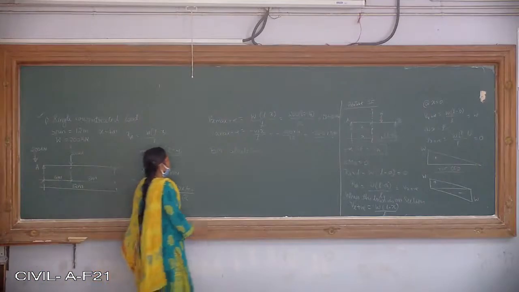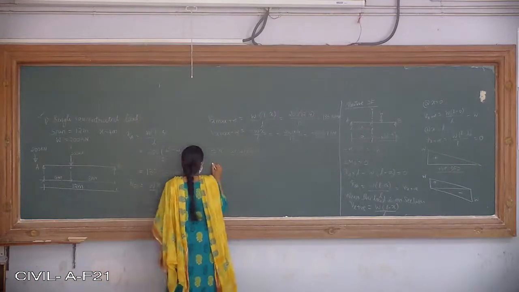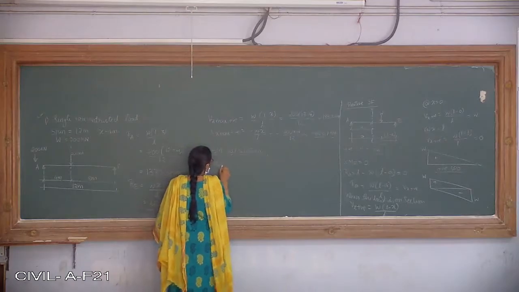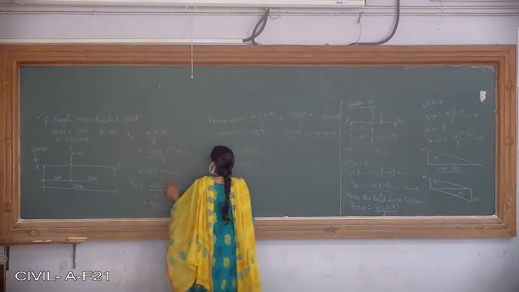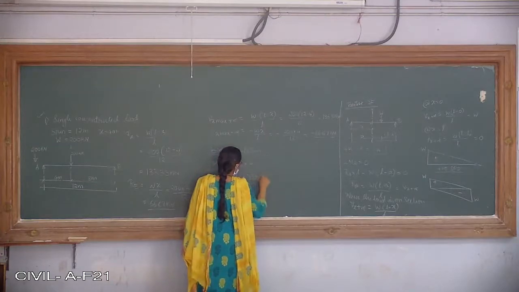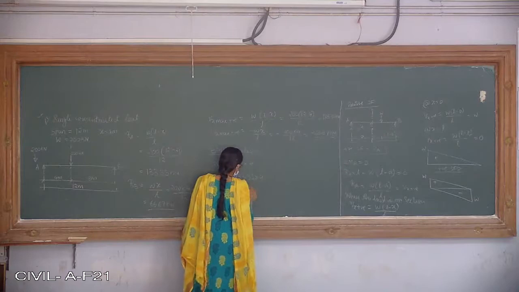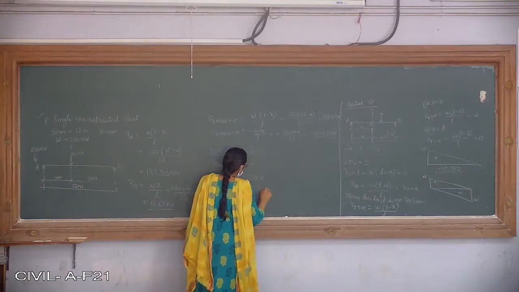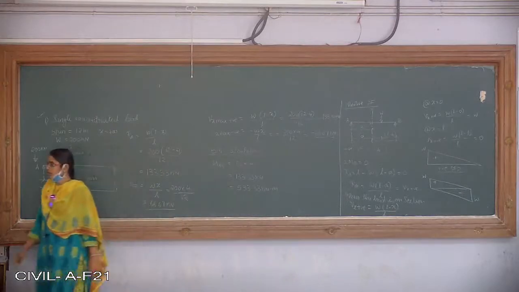Okay. So the bending moment calculations here, moment at section x, Mxx is equal to RA into 4. So what is the value of RA? RA is 133.33 into 4. So that comes up to 533.33 kilonewton meters. Okay. So you can check that value.